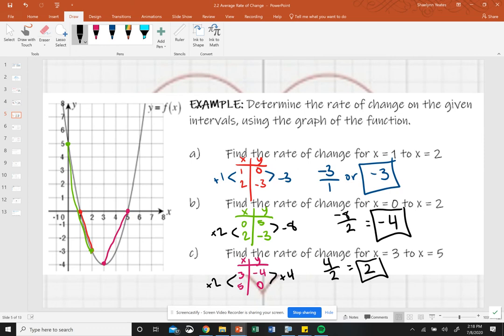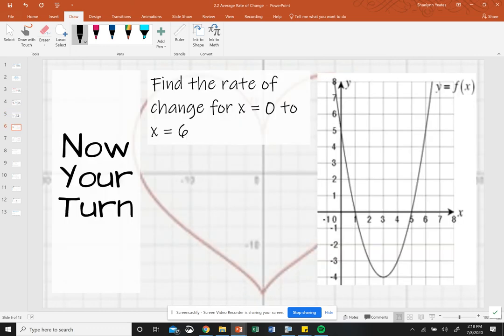How are you feeling? You feeling okay? All right, I want you to go ahead and try this one. You're going to find the average rate of change for x equals 0 to x equals 6. You've got this.